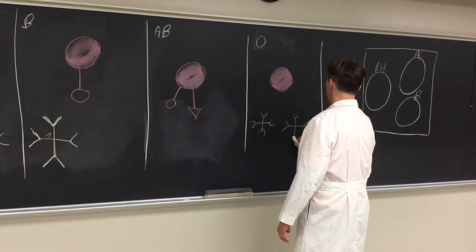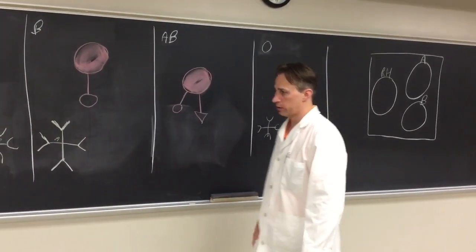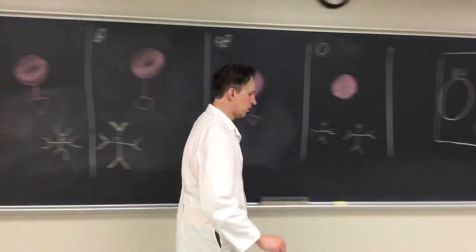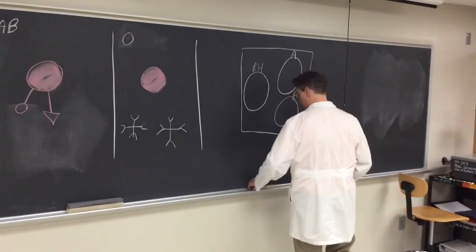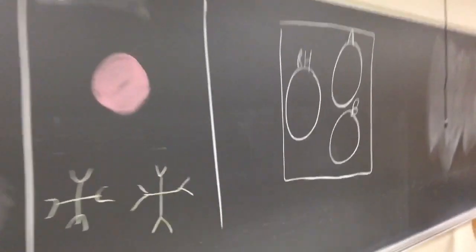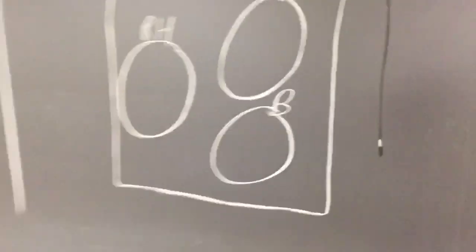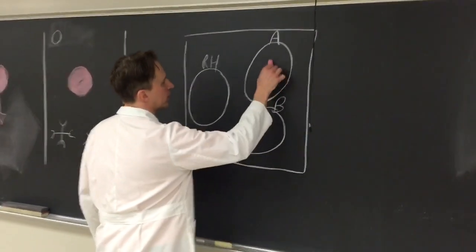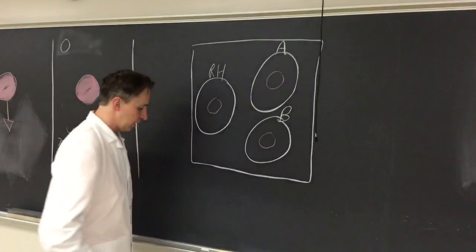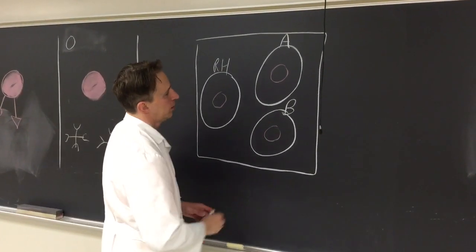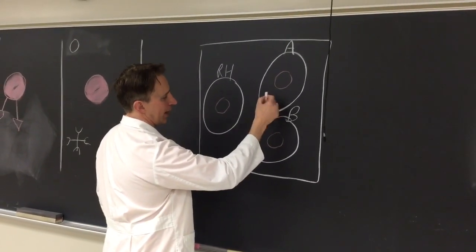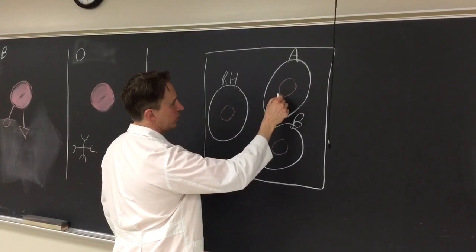So, how to type your blood? The first thing we're going to do is go over here and look at this. And if you could walk around real quick so you can see it well. We're going to put a drop of blood here. We're going to put a drop of blood here, and we're going to put a drop of blood here. We're going to add the A antibody or anti-serum, either way, to this.